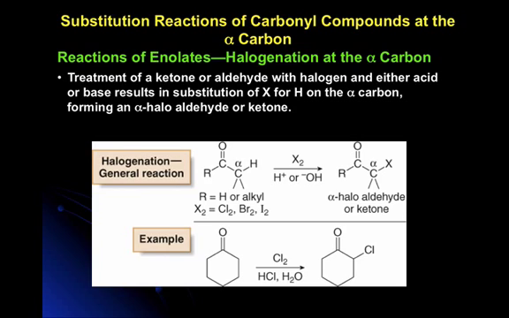So if we take an aldehyde or a ketone that has at least one alpha hydrogen, we can react it with chlorine, bromine, or iodine in the presence of either acid or base, and we can get halogenation at the alpha carbon. We can replace carbon-hydrogen bonds with carbon-halogen bonds, and that has a lot of importance, okay? So we can make these halides very, very easily.